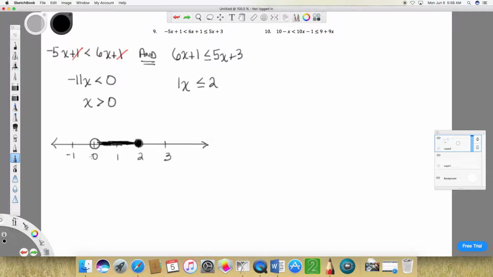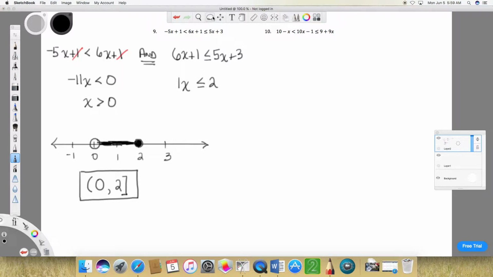Now, in interval notation, you have the smaller number 0 and the larger number 2. Since 0 is excluded from the solution set, you have a parenthesis. 2 is included, so we have a bracket. And that's our final answer. It wanted us to give the solution set using interval notation.